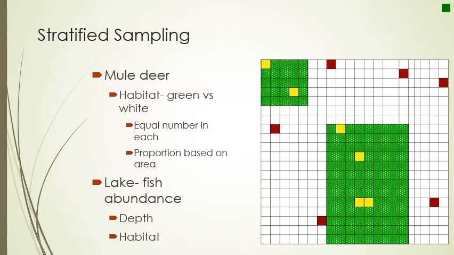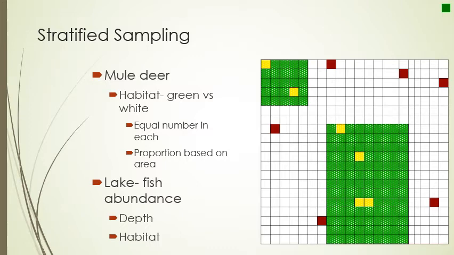Now you don't have to do that. As I said, you could base your sampling scheme on the proportion of each of those strata in your study area. So if the green represents 30% of the total, then the green area would get 30% of your points, and the white 70%, it would get 70% of the points, and so on.